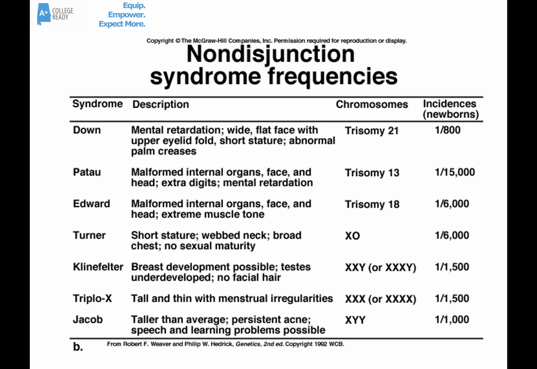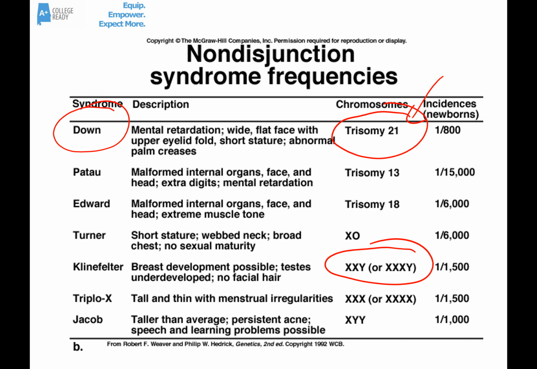Some conditions caused by non-disjunction, probably the most famous one is Down syndrome. And this is where a child ends up with an extra chromosome 21. So they end up with 3 copies of chromosome 21 instead of 2. Another famous one is Klinefelter syndrome. These are males who end up with 2 X chromosomes and a Y. Turner syndrome is also pretty famous. This is a female that ends up with only 1 sex chromosome, only 1 X. This 0 here means there's not another sex chromosome, there's only 1. But remember, by far the most common outcome of non-disjunction is miscarriage or death of that zygote.